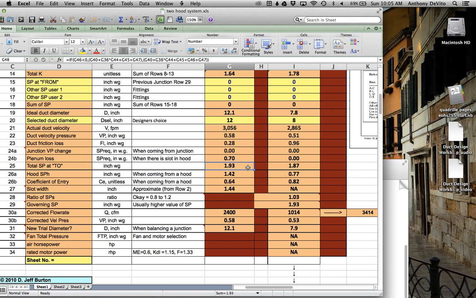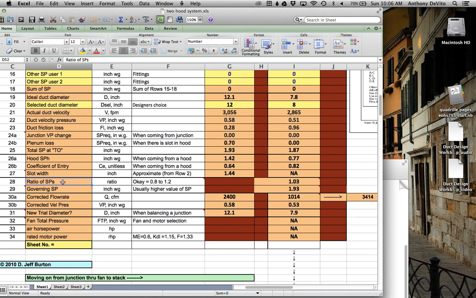The other thing we got to keep in mind is we don't want this to be completely different, because we're going to get all sorts of system loss effects and problems here if these two are supposed to be the same, but they're so different. In fact, they calculate a ratio for you of the static pressure effects. If I go across here, it's okay for the ratio to be between 0.8 and 1.2. If they're so different, it's not going to work as well. So it's 1.03, we're in good shape.